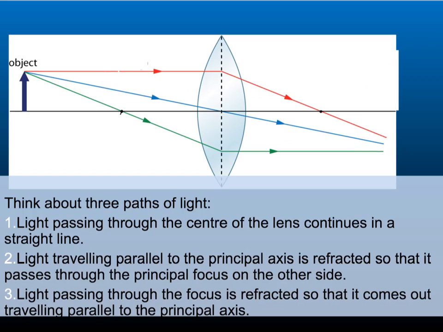The second path is light that is travelling parallel to the principal axis, which is the red line. Now when that hits the optical centre, it is refracted by the lens and passes down through the focus. Then the third path of light is this one, light that travels through the focus first here. Then when it hits the optical centre, it's refracted and comes out parallel. So this lens has got two focal points.